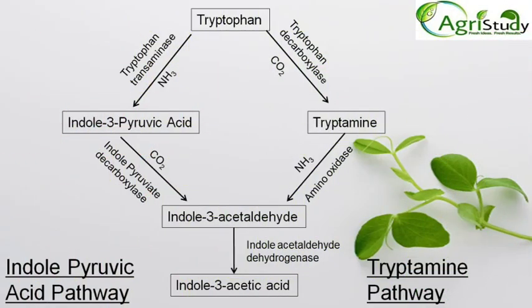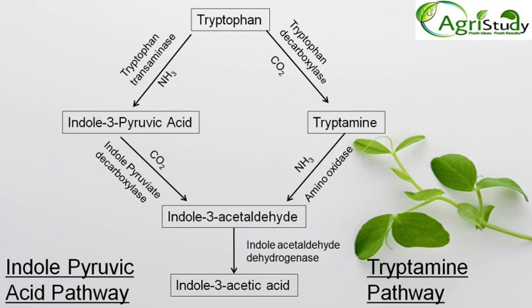I have tried to explain both mechanisms, the indole pyruvic acid pathway and the tryptophan pathway, in a single image. The basic and important precursor for the development of auxin is tryptophan. It is compulsory, and other than this, auxin can't be synthesized. From this tryptophan, first we shall see the indole pyruvic acid pathway. In that, tryptophan converts into indole 3 pyruvic acid by the enzyme tryptophan transaminase.